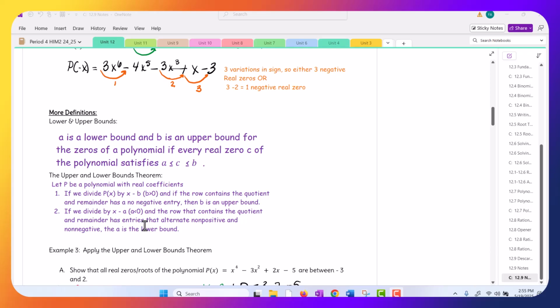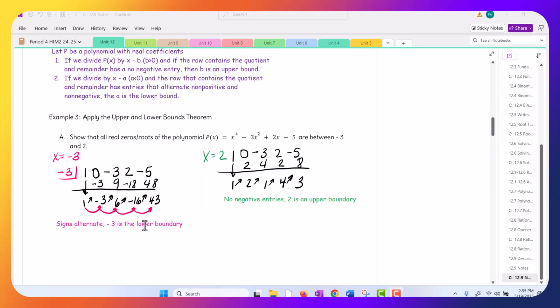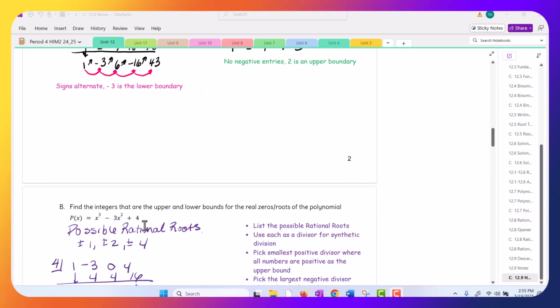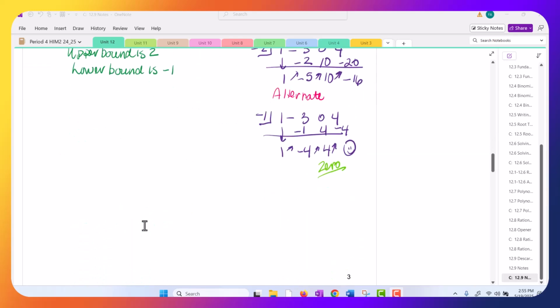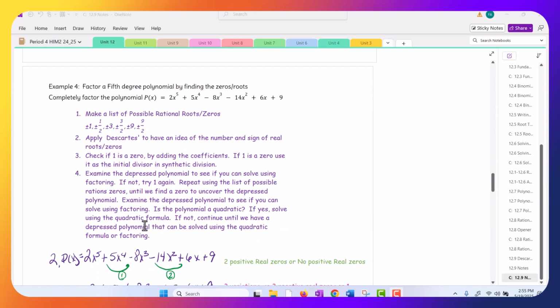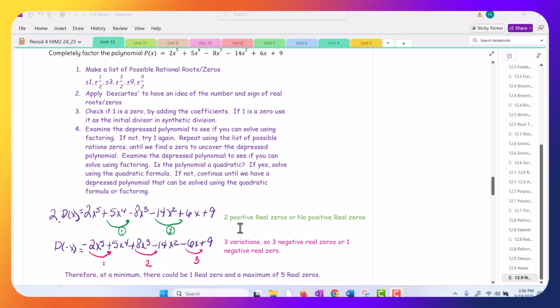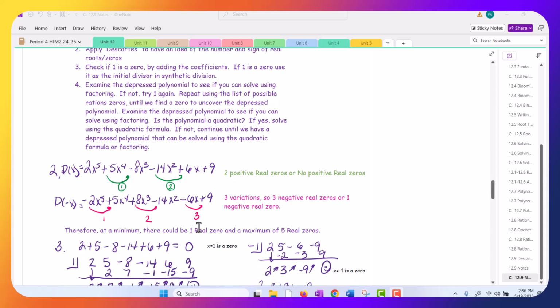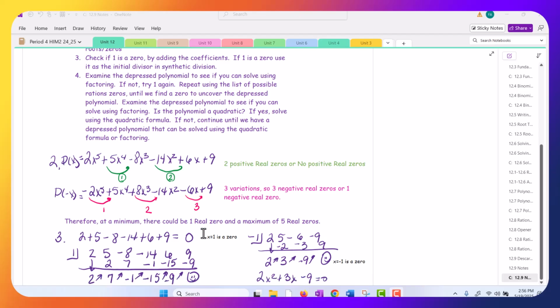Okay, we're going to skip the upper and lower bounds and we're going to go right to example 4. So here I have a nice little flow of steps and a flow chart for you to reference on how we do this process. We're going to apply Descartes first to understand how many and what kind of roots we should be looking at and what our parameters are for the number of zeros.